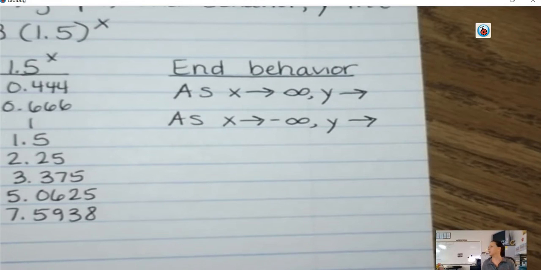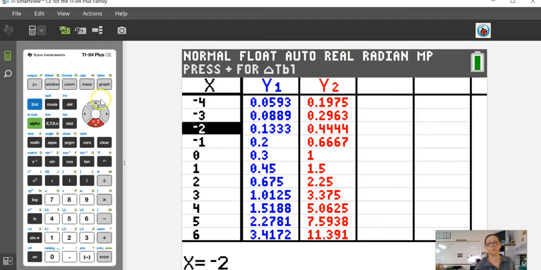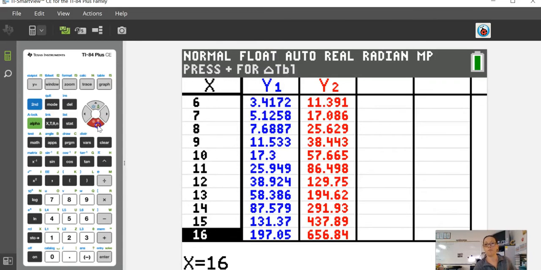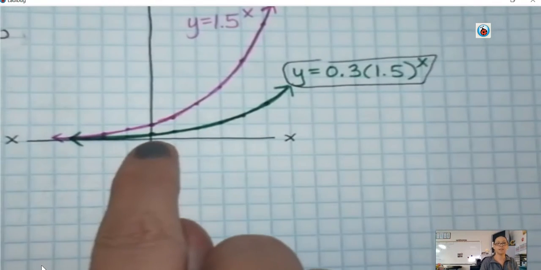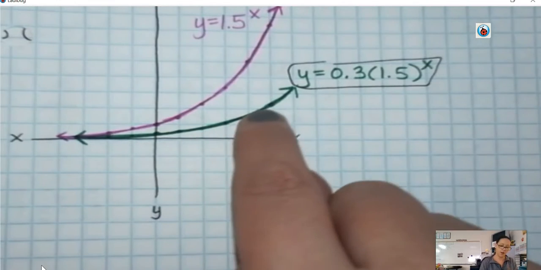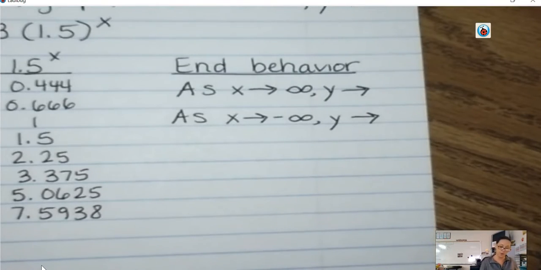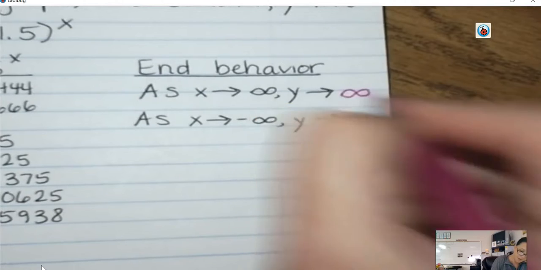So as the x is getting bigger, figure out what's going on with those y values. Either look at the graph or look at your table. As x is approaching infinity, so as the x's are getting bigger, if I go to my table, I'm looking at my blue numbers here. As my numbers are getting bigger, think about what's going on with those blue values. Or look at this graph. As the numbers are getting bigger, the y values will keep going up forever. So they're going to approach infinity because they're getting bigger forever.